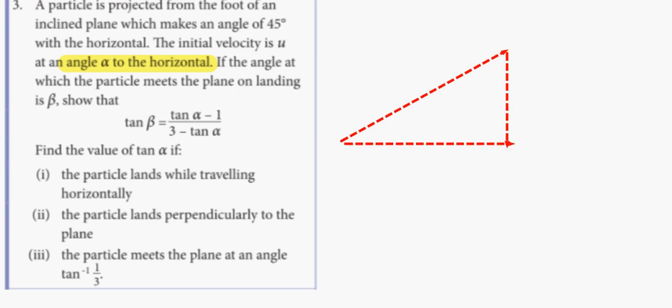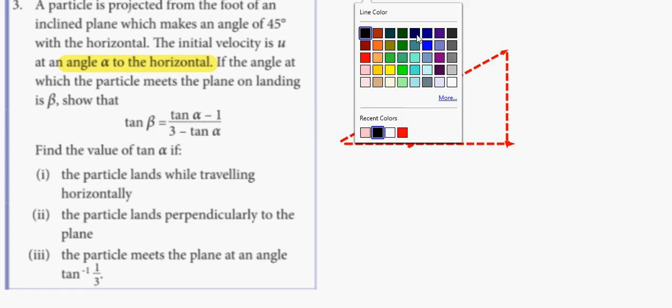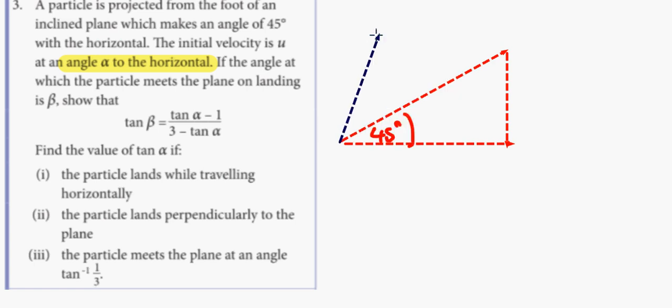So this is 45, and this is my throwing angle. That's my throwing angle there. So here to here, angle wise, is alpha. So what do I want to put in here? Alpha minus 45, okay? Alpha minus 45 is what I want in there.